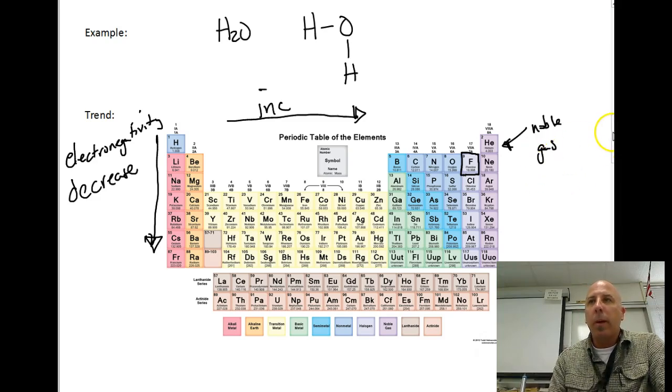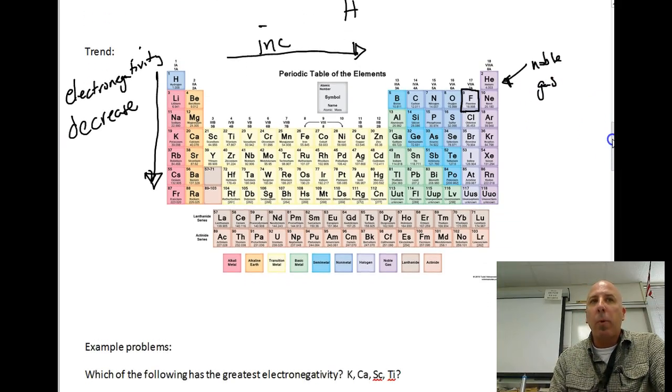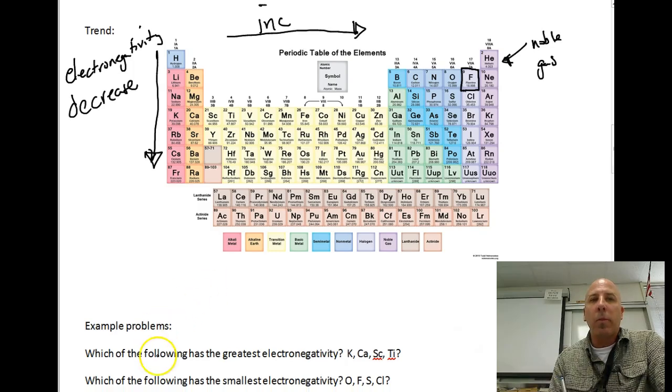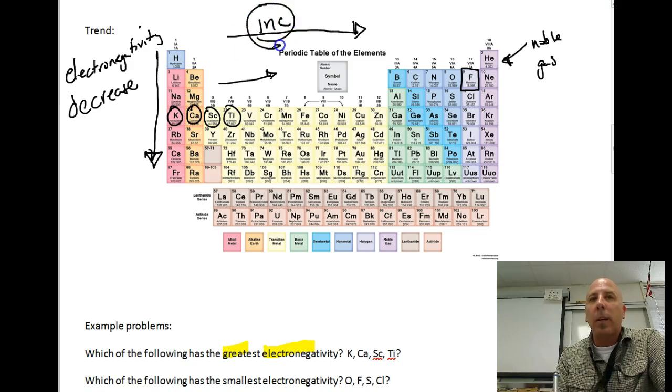Okay, and so now we can look at sample problems. Let's look at our first sample problem. It says, which of the following has the greatest electronegativity? And we have four to choose from. We have potassium, calcium, scandium, and titanium. Oh, all in the same period. So remember, going to the right across the periodic table, electronegativity increases. So the greatest one is going to be whoever's furthest to the right. In this case, the answer is going to be titanium.